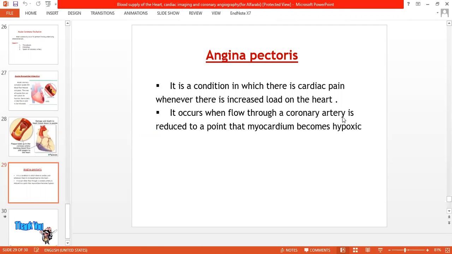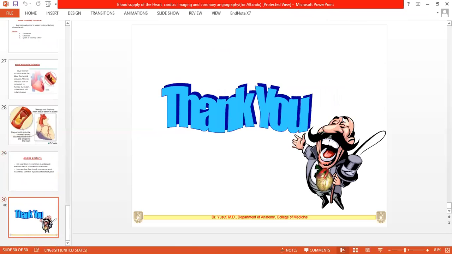Okay. So more of this you will study in pathology and other subjects. Okay. So this is all about the blood supply of the heart. If you have any doubts regarding this, you can ask me now.